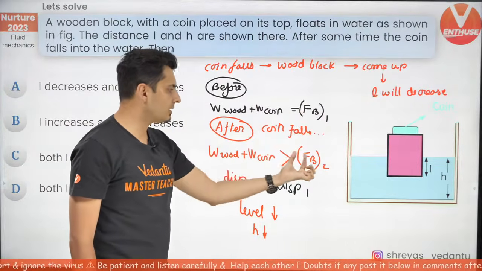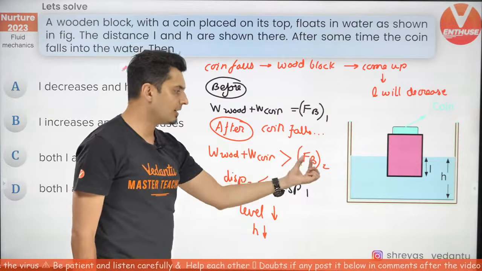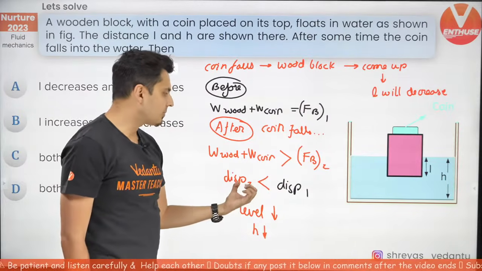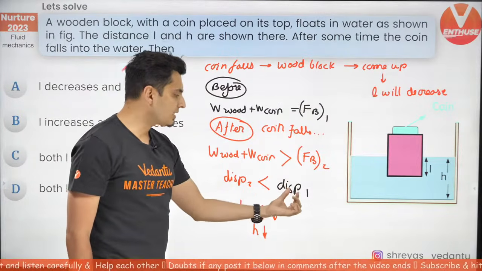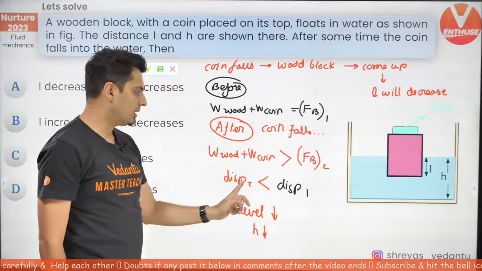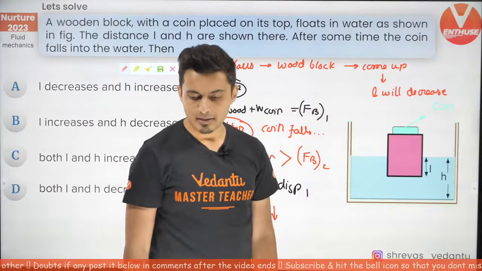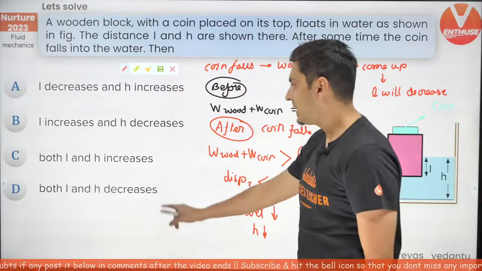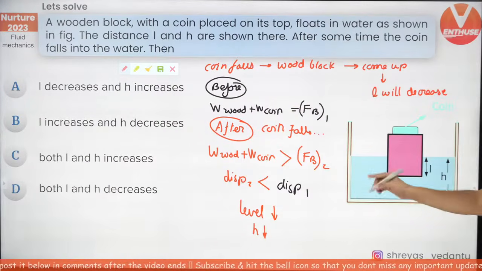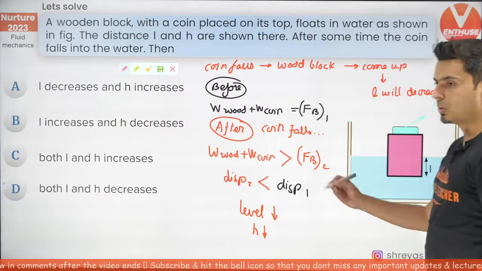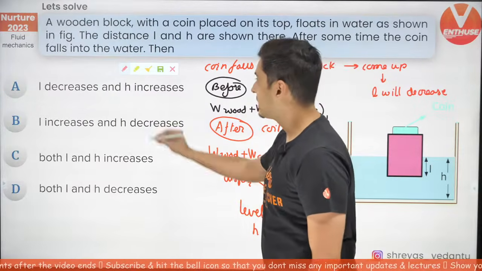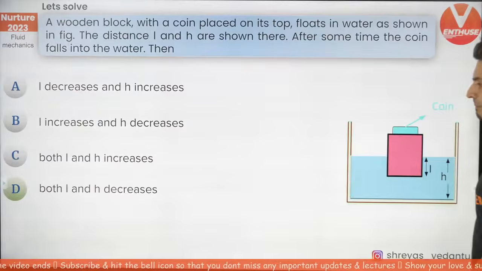So FB1 is more than FB2. If FB1 is more than FB2, the displaced fluid is more than the displaced fluid the second time. That's it. As simple as that. Clear? Done. So hence H will also decrease, L will also decrease. Perfecto. Let's get moving to the next one.